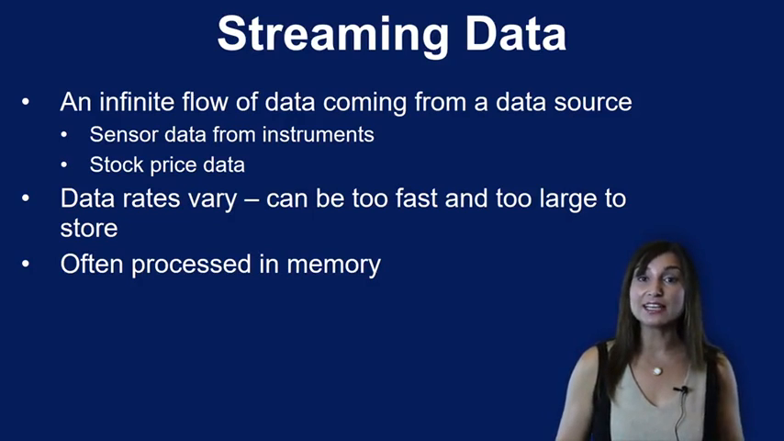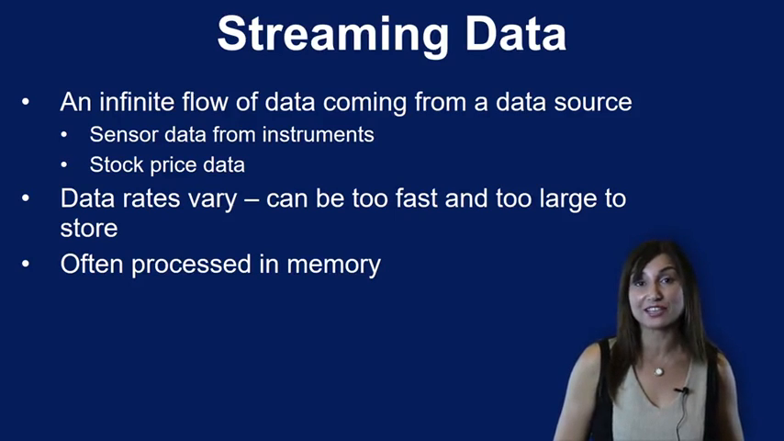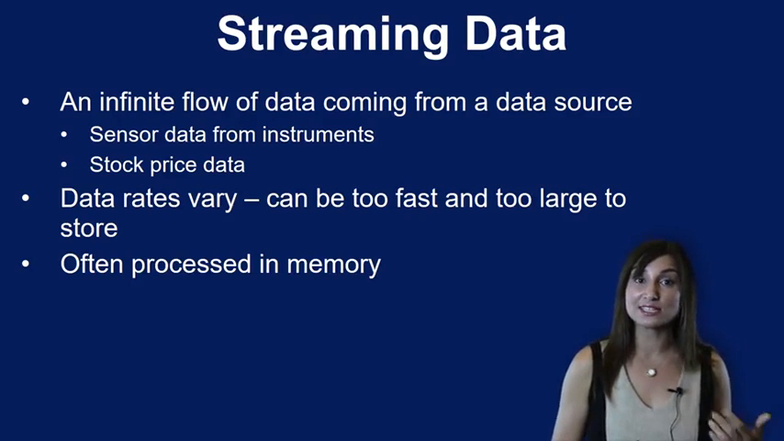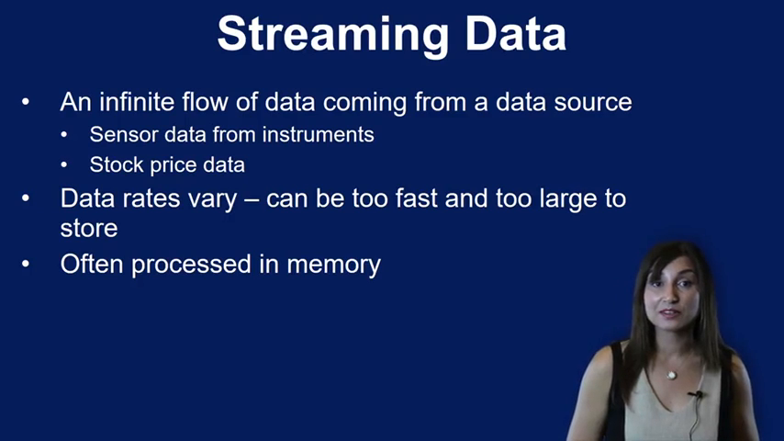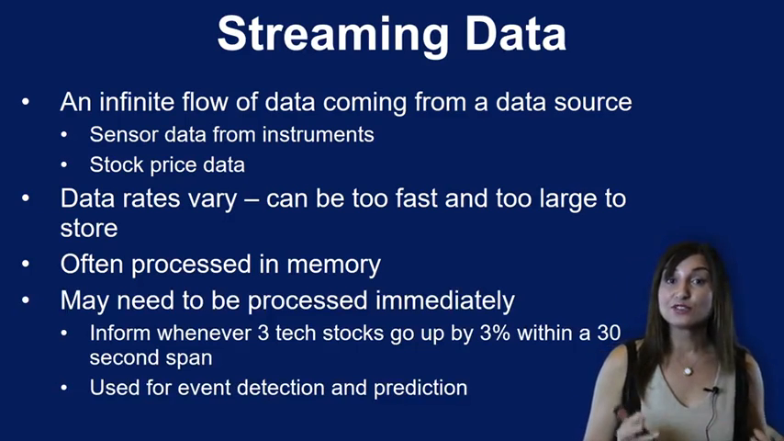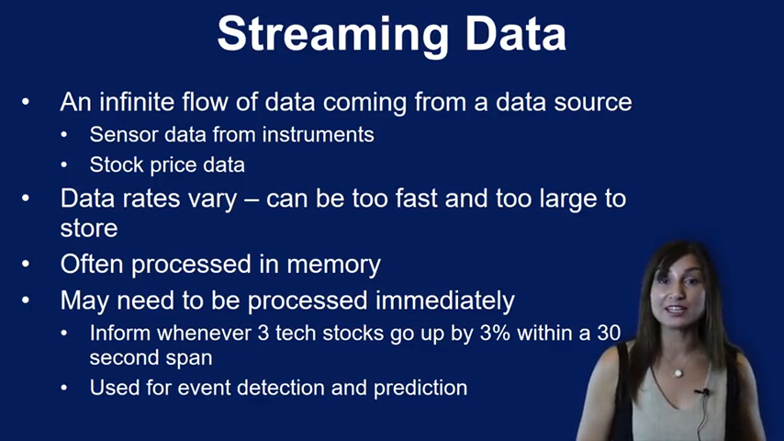Often, only the necessary part of the data stream or the results of queries against the data stream is stored. A typical type of query against streaming data are alerts or notifications. The system notices an event like multiple stock prices changing within a short time. Streaming data is also used for prediction. For instance, based on wind direction and temperature data streams, one can predict how a wildfire is going to spread.